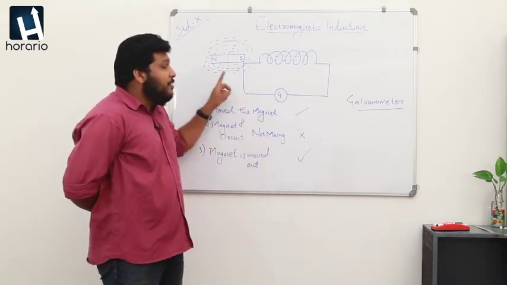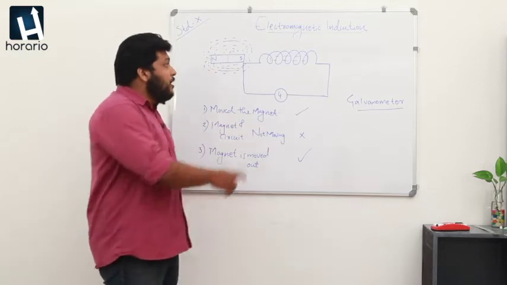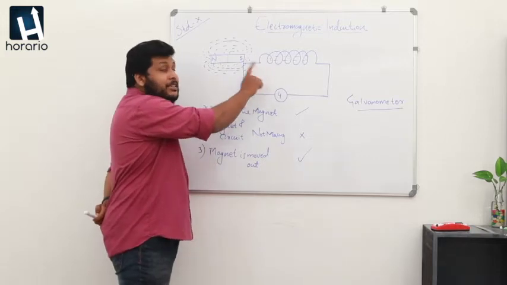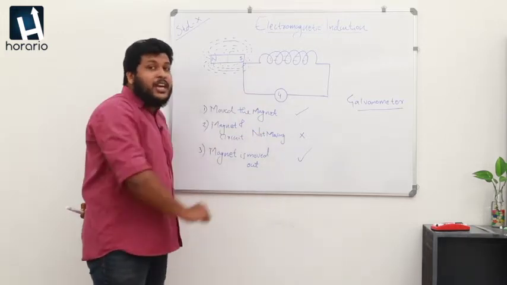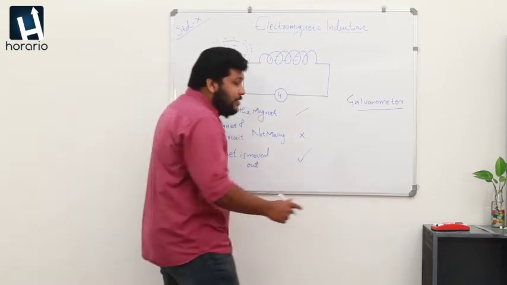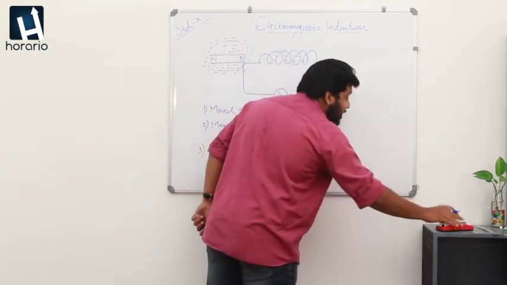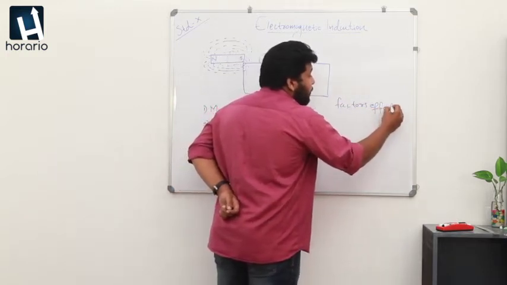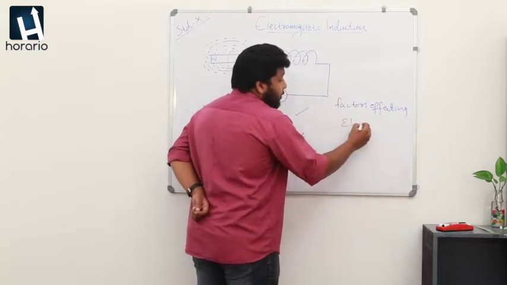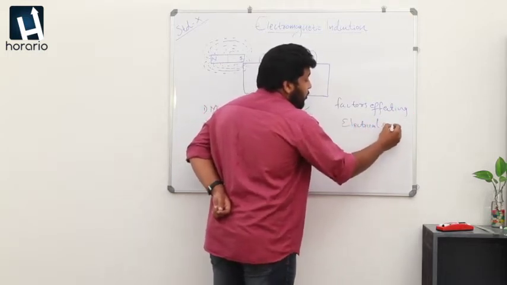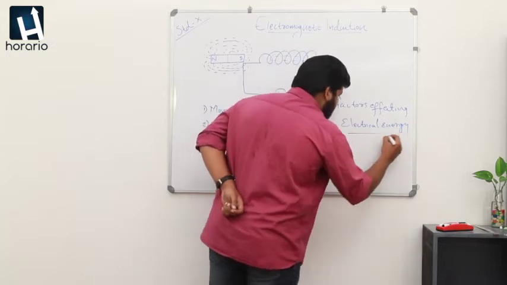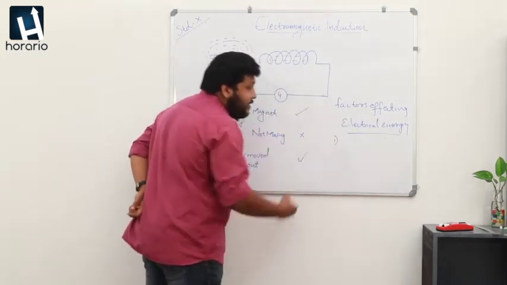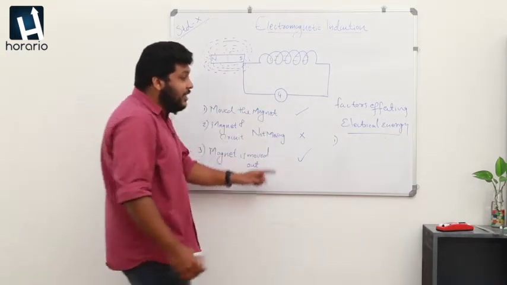So the motion plays a very important role. From here we can conclude that the magnetic field and the interference of the magnetic field with a conductor will result in the formation of electrical energy. And what are the factors affecting this electrical energy production? From this experiment, we can conclude that the first factor influencing the electrical energy production is motion.